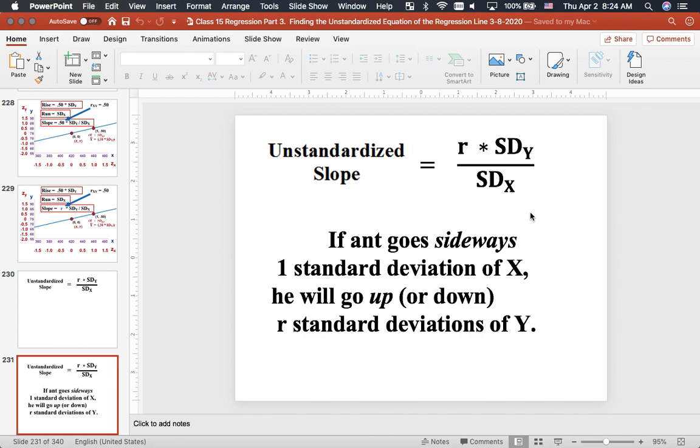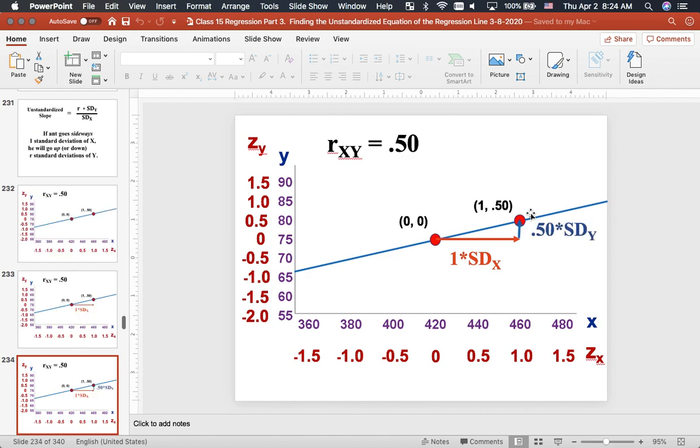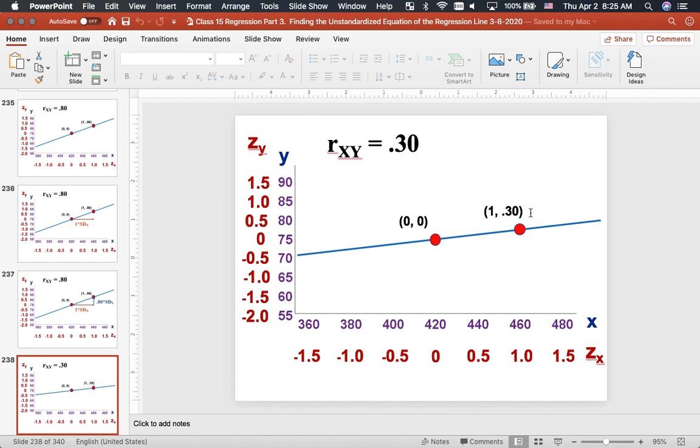And you can think about it like this. If the ant goes sideways 1 standard deviation of x, he'll go up r standard deviations of y. Think about if the correlation coefficient is 0.8: he goes right 1 standard deviation of x, he goes up 0.8 standard deviations of y. Think about correlation coefficient 0.3. So the ant goes right 1 standard deviation of x, he goes up 0.3 standard deviations of y. Nice way to think about it when we're talking about standardized.